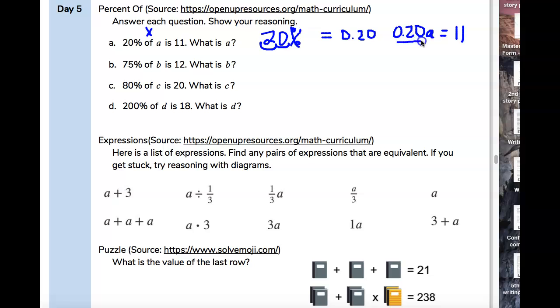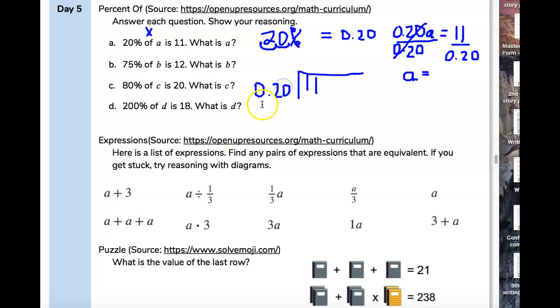So now we have to get A by itself. So we divide both sides by 0.20. If we divide this by 0.20, they cross each other out, and we're left with A. Whatever we do to that side, we have to do to this side. So now we've got 0.20. Now this is a division problem, so we're going to take 11 and divide it by 0.20.